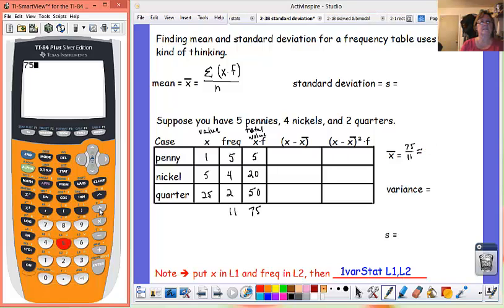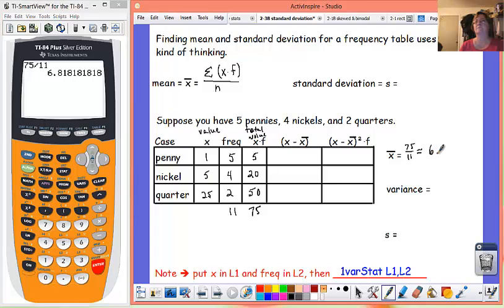well, it's close to 7. 6.818, I'm going to go. And I will have done a little bit of rounding here, but I think it will be okay. Now, finding the standard deviation from this point on is not a whole lot different. We know that the x bar is 6.818.